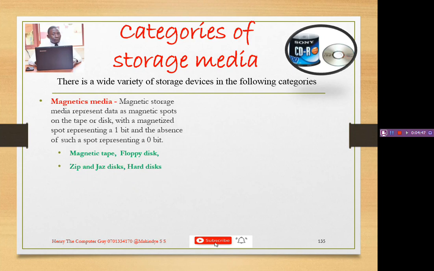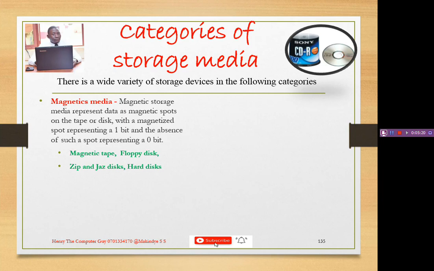And the magnetic storage media represents data in a magnetic spot on a tape or disk, with a magnetized spot representing a 1 bit and the absence representing a what? A 0 bit. So whenever we have, let's say, a presence of a bit, that represents a 1. And whenever there is absence, that represents a what? A 0. And we have some of the examples of this, whereby we can have the magnetic tapes.